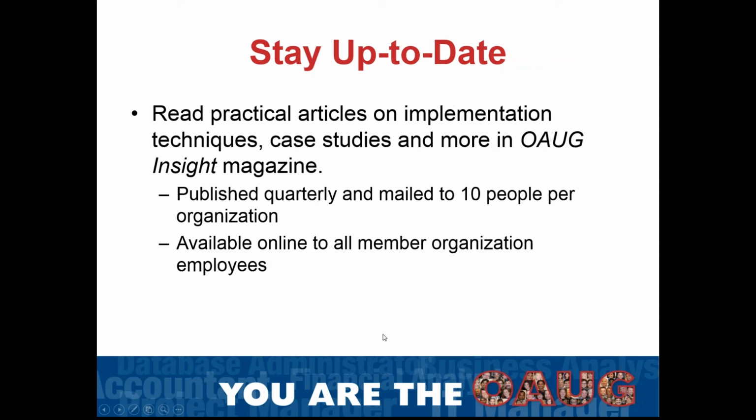We also want to help you stay up to date. And one of the best ways to do this is by receiving and reading OAUG Insight Magazine. This magazine is one of our highest rated member benefits. OAUG Insight Magazine is produced quarterly, and we do send 10 hard copies of that magazine to 10 designated members in each organization. Of course, OAUG Insight Magazine is available to all of our members through our website as well.